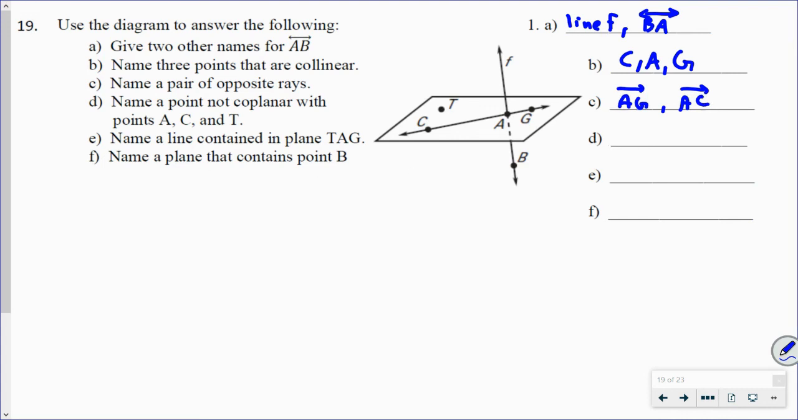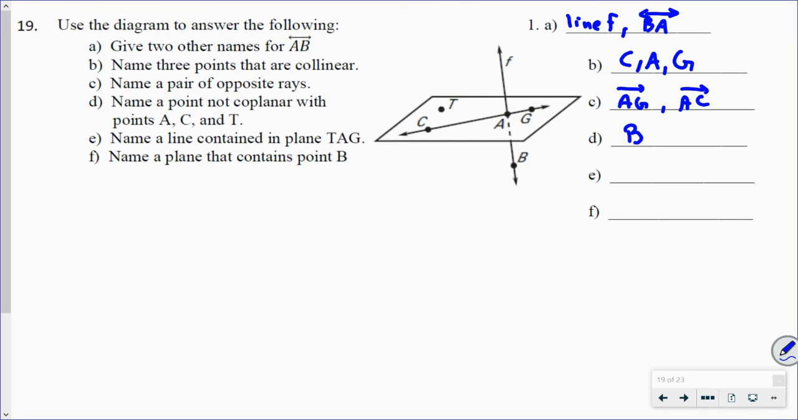D, name a point not coplanar with points A, C, T. So a non-coplanar point. A, C, T, that's this plane. They actually drew that plane. And the only point not on that plane is B. Okay, because G is on that plane right there with that line.